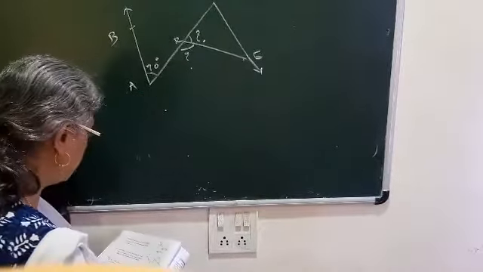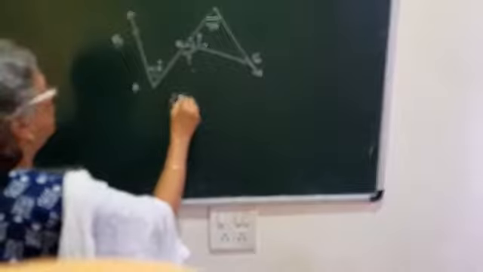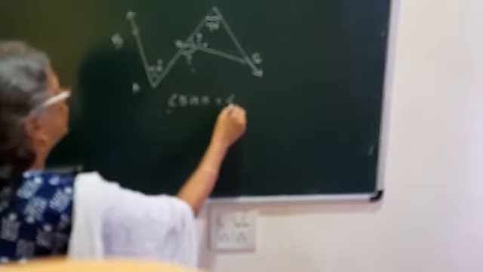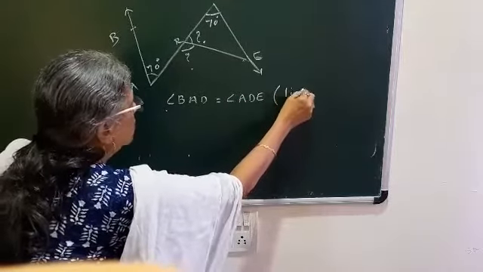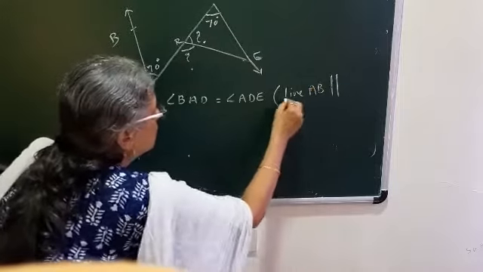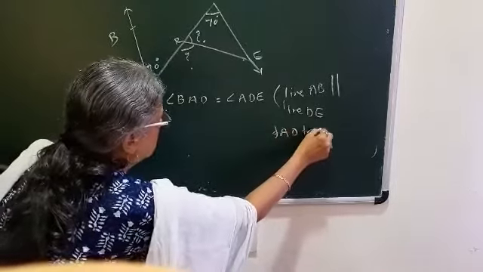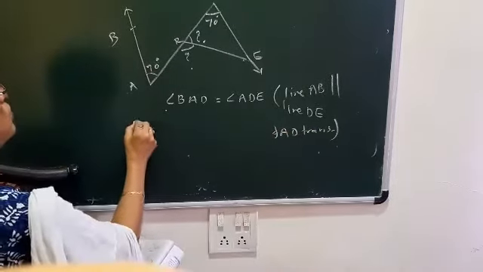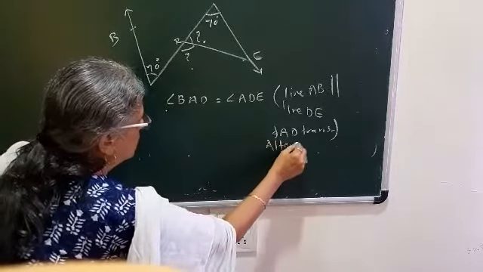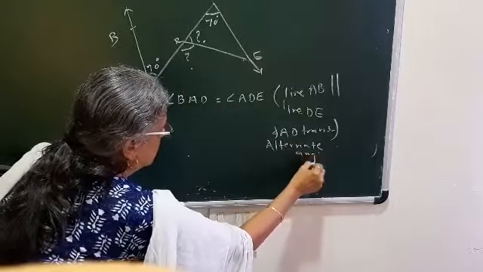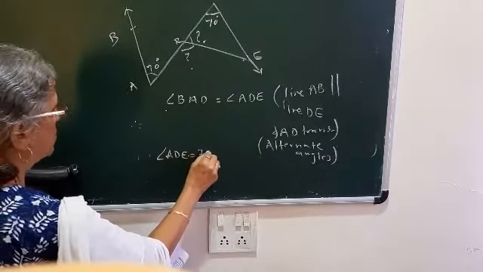So as here line AB parallel to line DE. Followed. So here these are the alternate angles. Angle BAD is equal to angle ADE. Reason, line AB parallel to line DE and AD transversal. So therefore what is the reason here? Alternate angles. So angle ADE equal to 70 degrees.